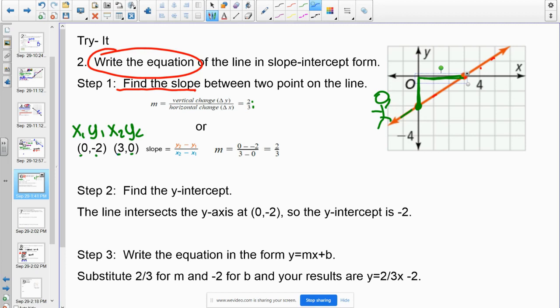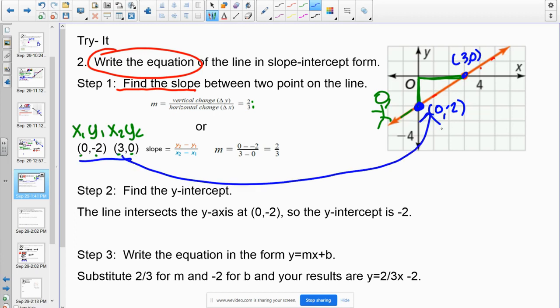Find the y-intercept, easiest thing all day. I'm going to look at my y-axis. There's where my graph crosses the line. Voila, that point is 0, -2. And I didn't point out that point up here was 3, 0. That's where those 2 points came from, right there. So the y-intercept intersects at 0, -2. That makes my y-intercept -2.